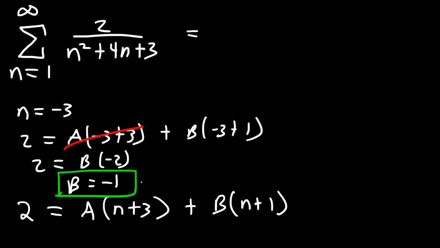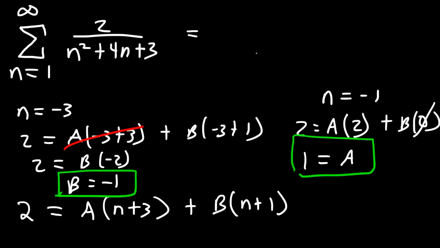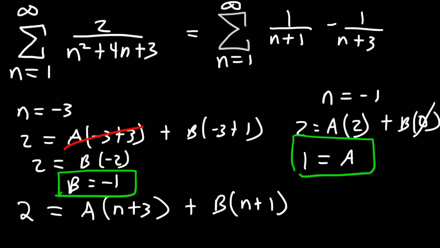Now let's calculate a. So I'm going to plug in negative 1. So this is going to be negative 1 plus 3, which is 2. And then negative 1 plus 1 is 0, so that disappears. 2 divided by 2 is 1, so a is equal to 1. So now we can rewrite the series like this. It was a over n plus 1, so that's going to be 1 over n plus 1, and then plus b over n plus 3, but b is negative 1. So now we have the series in telescoping form.